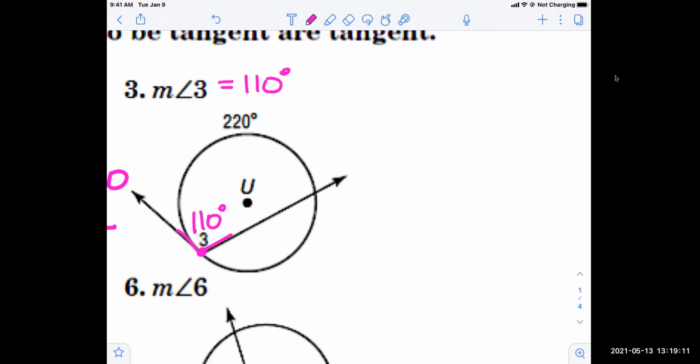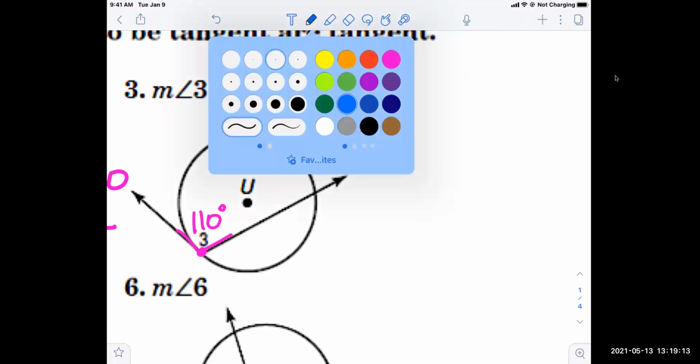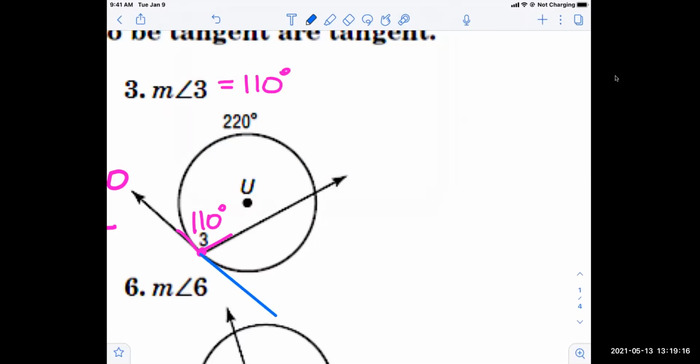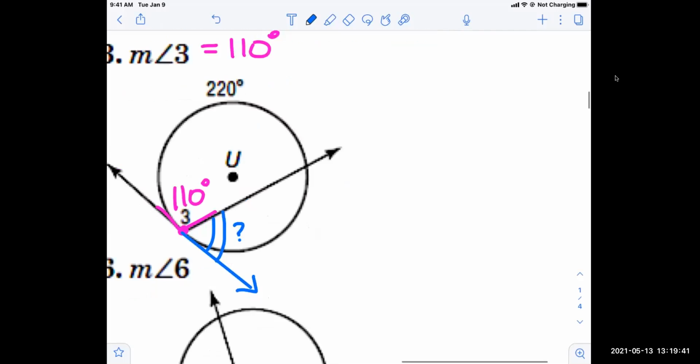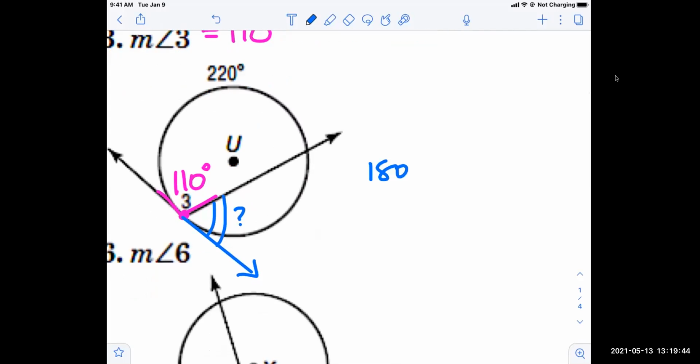If I stretch out that tangent, trying to make it look straight, and I wanted to know the measure of this angle, I want two different ways to do that. How can I find this angle measure? All the way down, sorry. Here. How can you find that angle measure? Two different ways to do it. Riley, what's one way? Okay. One option is just 180 minus 110. Emma, do you have a different way?